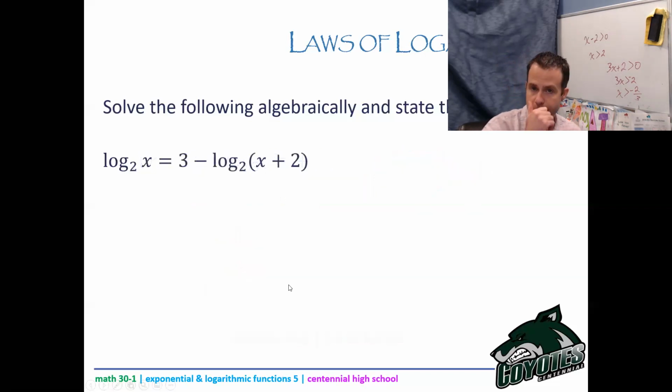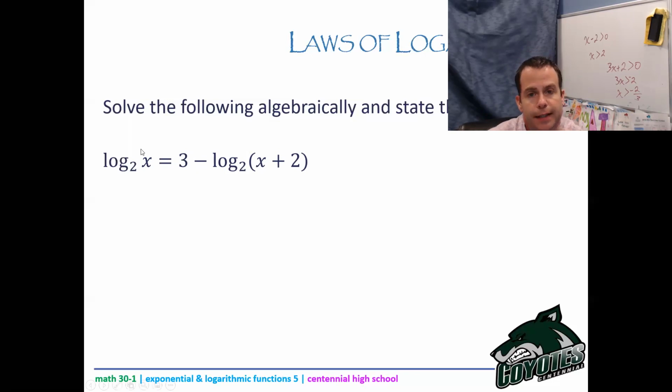Okay, now in the next one, I want you to notice I can't just pull the x and the x plus 2 out like I did in that last example because of this 3. This 3 is in the way now. So I need to look at it the other way. I need to put all my logs on one side of the equation, use log laws to combine those into a single log, and then switch to exponential form. So let's talk about restrictions first.